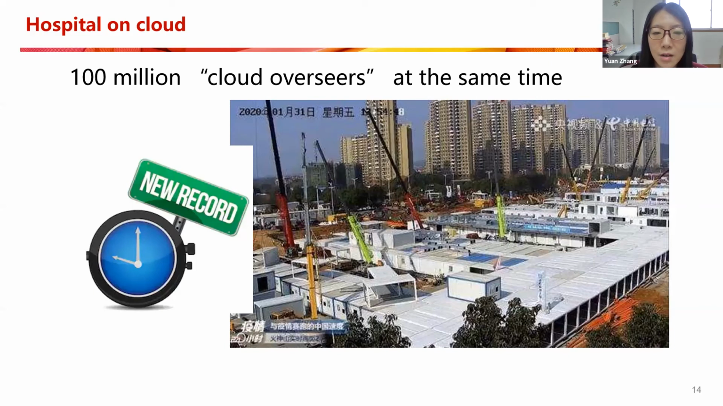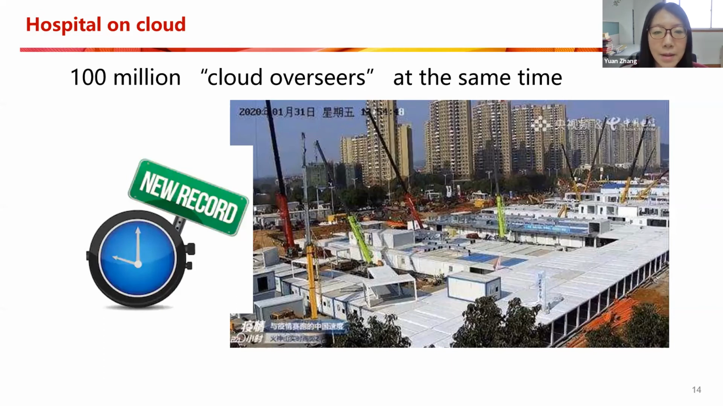It is, according to China, the strongest cloud supervision project in history, and it's based on 5G network and our cloud platform. While people are quarantined at home and cheering for workers on site remotely, we might have a new record here.